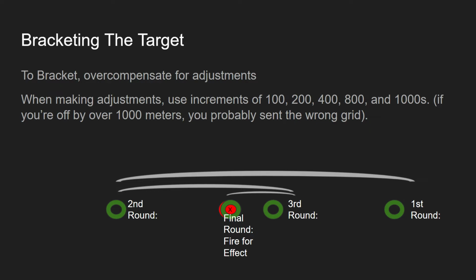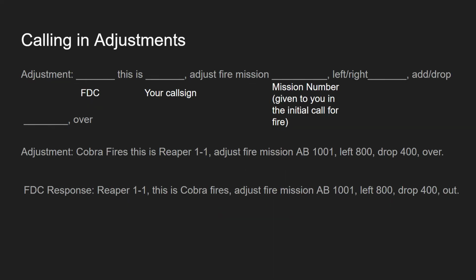Going back to our fire mission, let's say we observe the initial impact of the round landing 500 meters right and 300 meters past the target. Then our corrections would be 800 meters left and drop 400 meters.